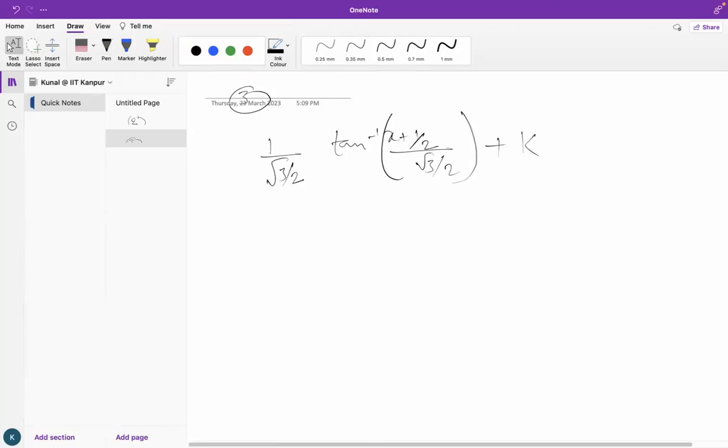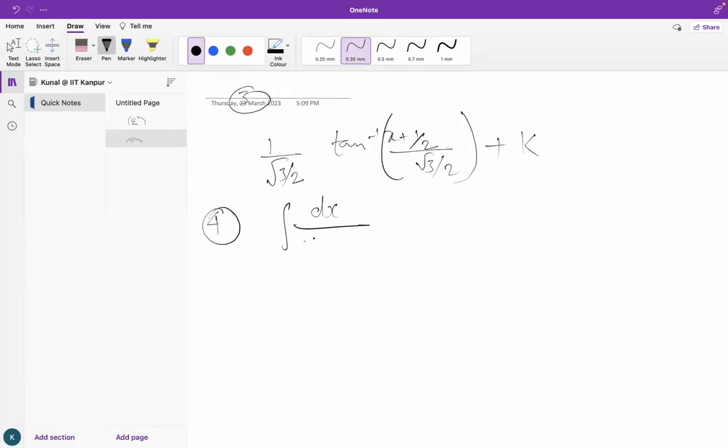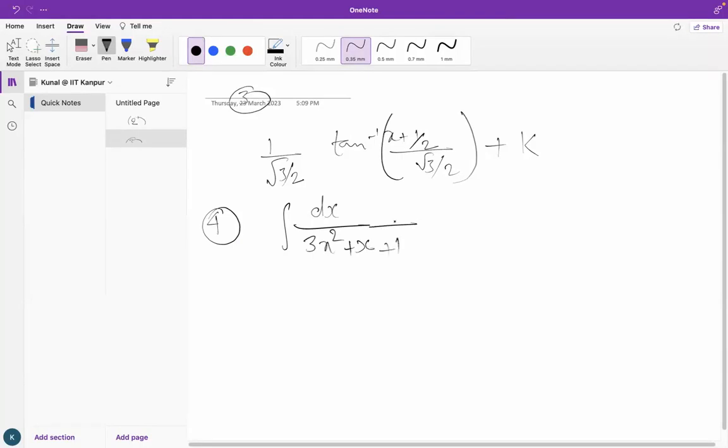Okay. So what is it? Our fourth problem is integration of dx divided by 3x square plus x plus 1. So again, there is a quadratic equation in our denominator. So what we have to do, first we have to make the coefficient of x square as 1. This is the prior work we have to do. As you practice, you will understand what the next step is. So we just first make the coefficient of x square as 1.